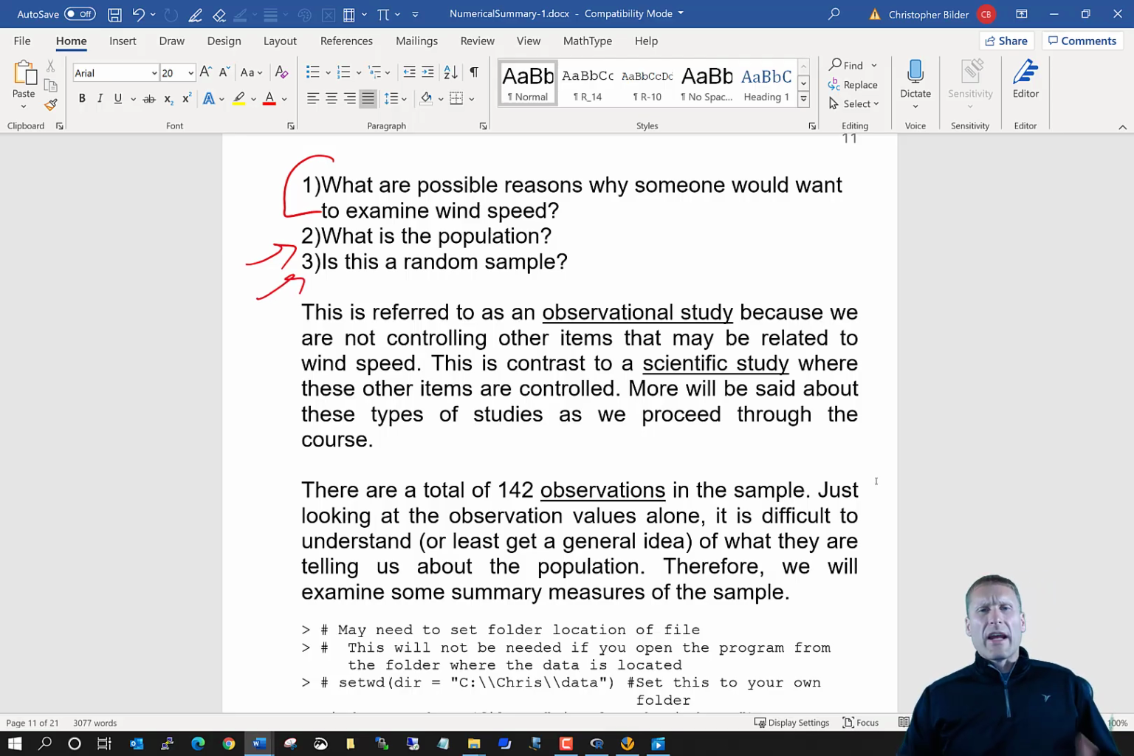Well, is this a random sample? And the answer is no. We've collected 5 years worth of data. These are actually 5 consecutive years. So no, it's not a random sample here.